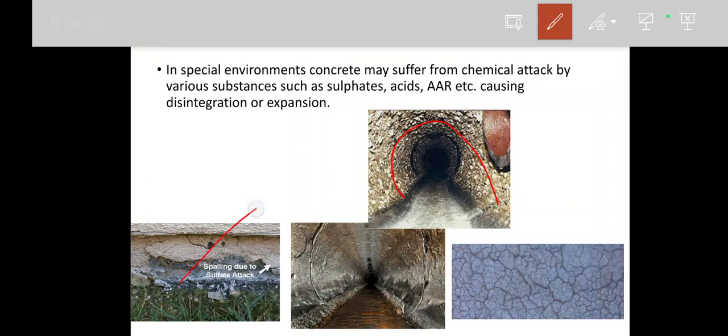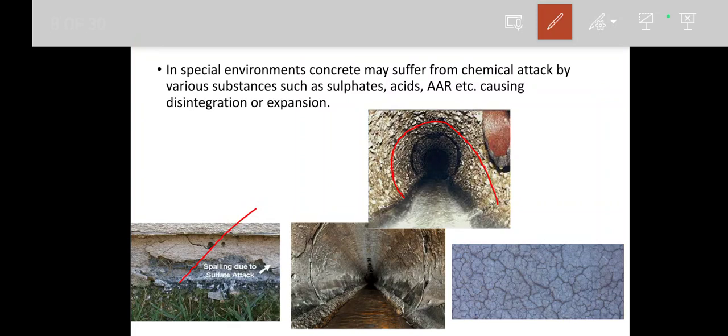Or if you are constructing a building near an agricultural land where it is subjected to sulfate attack, concrete will be converted into powder, because in agricultural land they will use a lot of fertilizers, which are nothing but ammonium sulfate. So the sulfate will directly attack the concrete, and it will react with the hydrated cement paste and convert it into powder. So the foundation which you have constructed in this agricultural land will be converted into powder, thereby the structure has a possibility of failure.